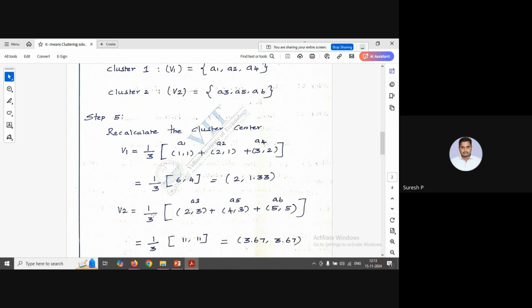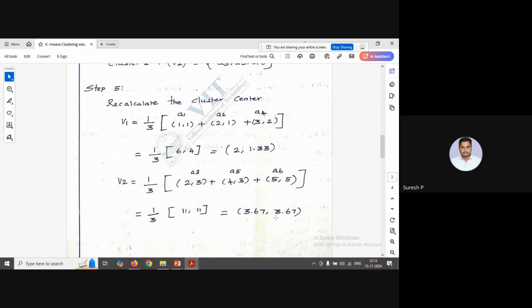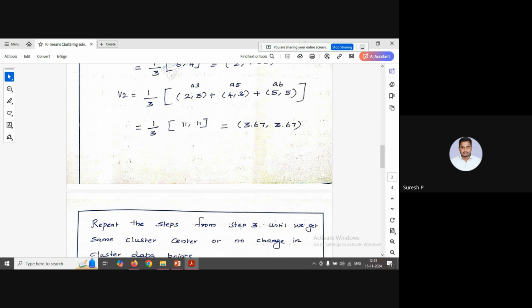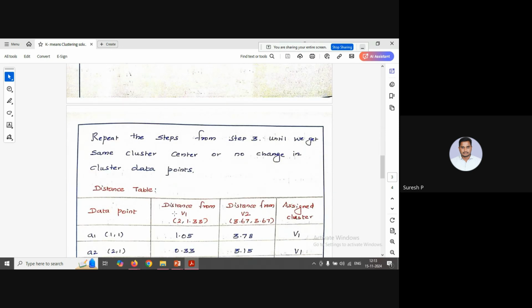Then similarly for V2, we have to calculate. For V2 also there are 3 data points, so 1 divided by 3. Then A3 value 2, 3. A5 value 4, 3. A6 value 5, 5. We have to add the respective attributes: 2 plus 4 plus 5, which is 11, and 3 plus 3 plus 5, which is 11. The center will be 3.67, 3.67. Now what do we have to do? Repeat the steps from step 3. The new center for V1 will be 2, 1.3, and the new center for V2 will be 3.67, 3.67.